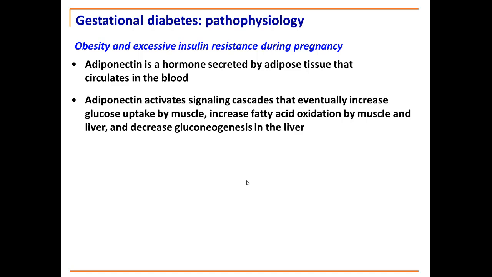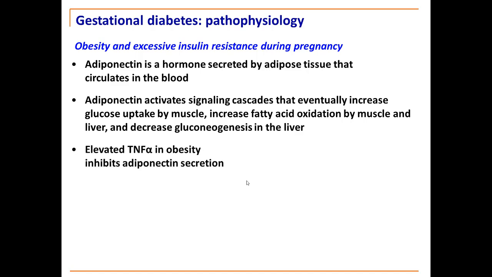It increases fatty acid oxidation by muscles and the liver. Therefore, it lowers fatty acid levels in the blood. And it decreases gluconeogenesis in the liver, therefore decreasing blood glucose. So adiponectin really reduces blood glucose levels and reduces free fatty acids floating in the blood. Remembering, of course, that free fatty acids are involved in insulin resistance, and adiponectin is lowering them. So it's anti-diabetic, if you like.